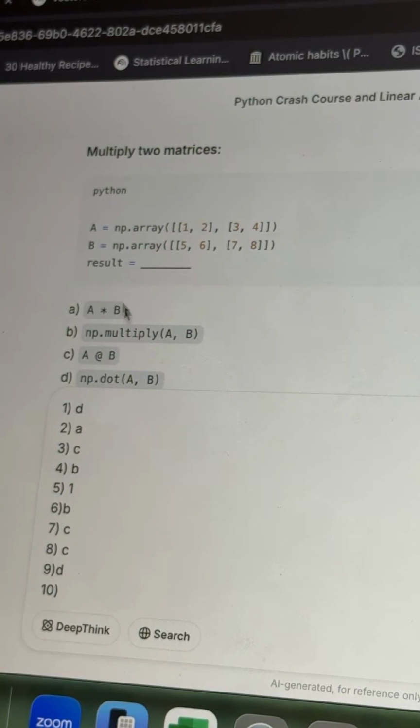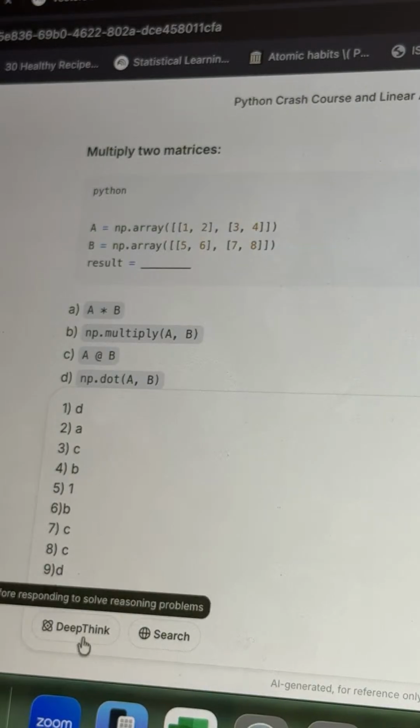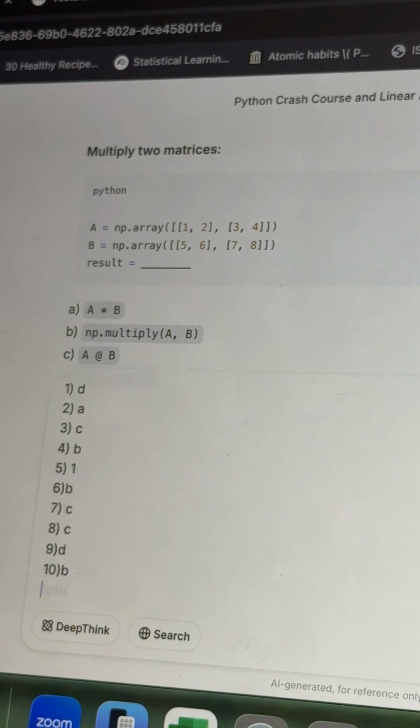Okay, so we are trying to multiply two matrices, right? So let's see. np.multiply seems pretty straightforward. So let's put that. All right.